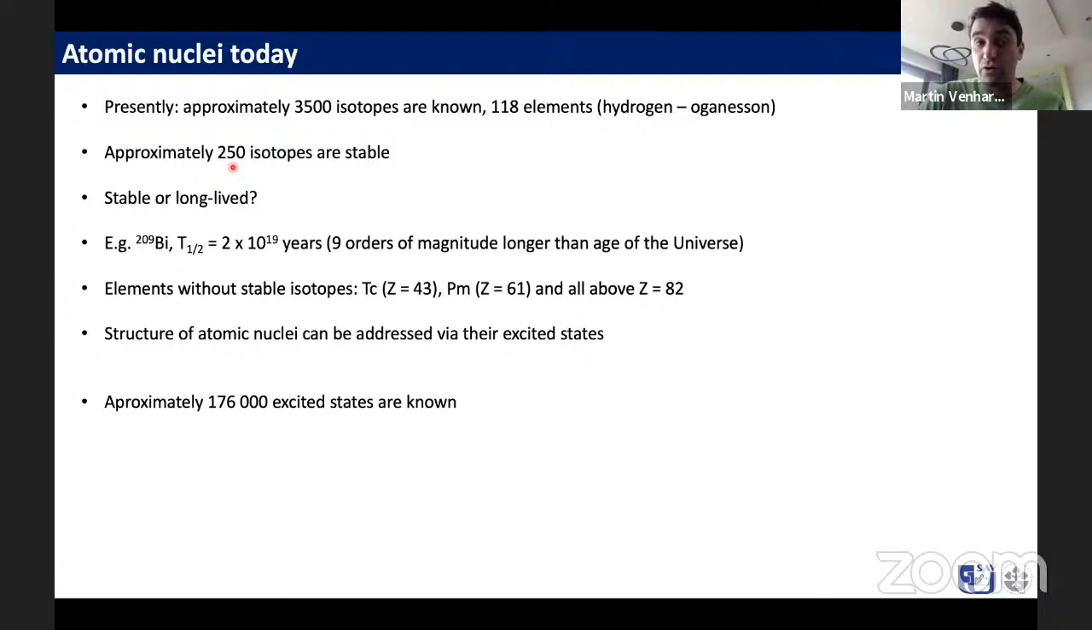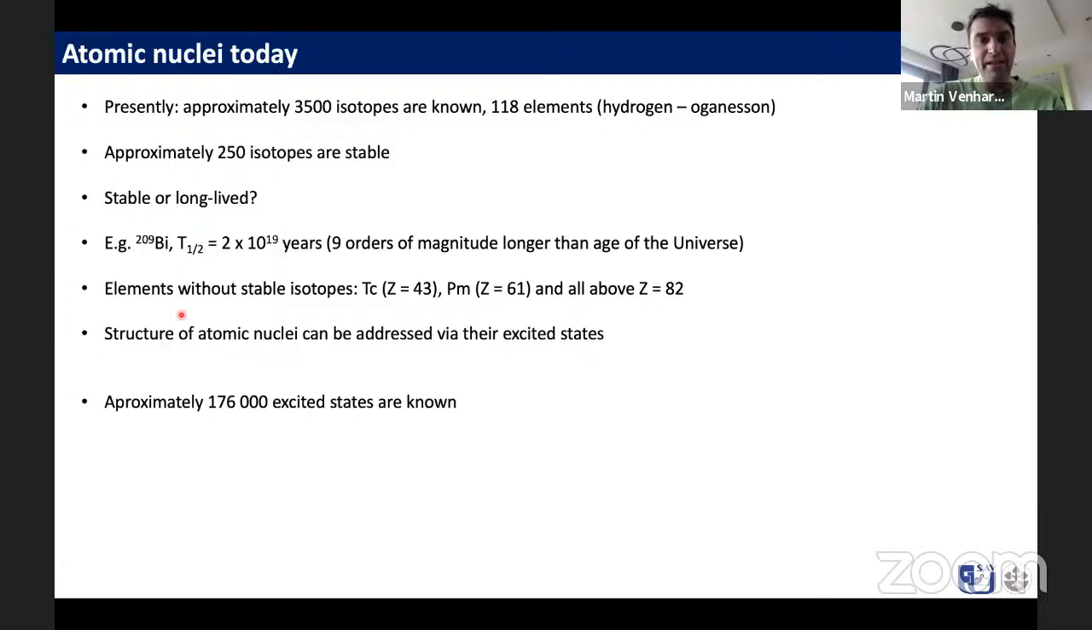The question is what we call stable, whether they are stable or are long-lived. For example, bismuth-209, which is the bismuth metal, is well known, but it's radioactive, very, very slightly radioactive, with a half-life of 10 to the 19 years, which is 9 orders of magnitude longer than the age of the universe. So we can call it stable, but it's not really stable. So the question is whether there really are stable nuclei, probably not.